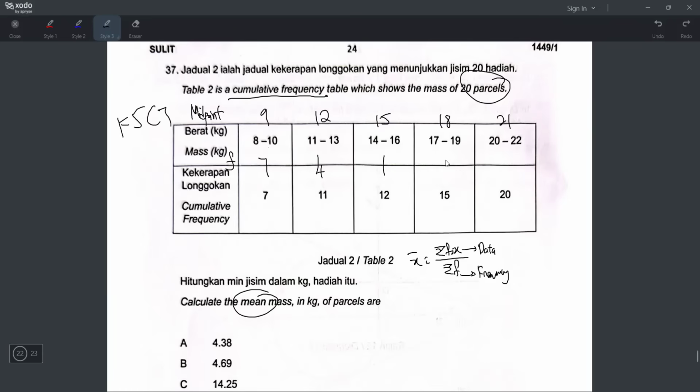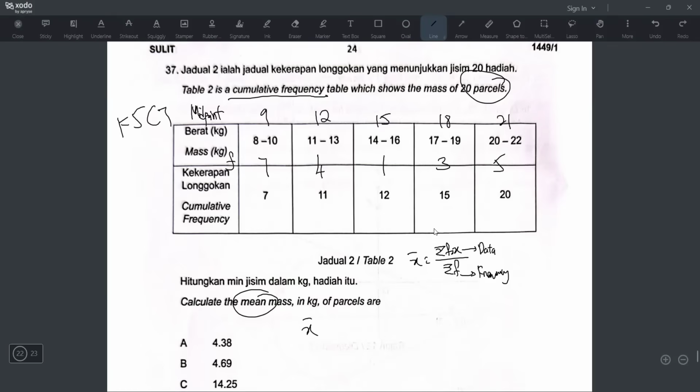And then do the same for here. 15 minus 12, you get 3. Or you can say 15 minus 1 minus 4 minus 7. It's the same, because that means 15 minus 12. And then this one do the same. 20 minus 15, you get 5. Now, you can finally do your mean.